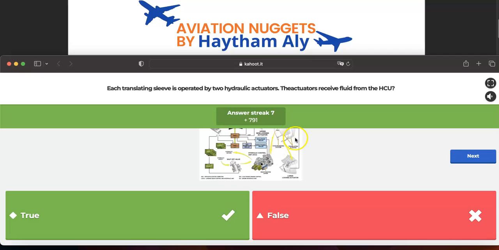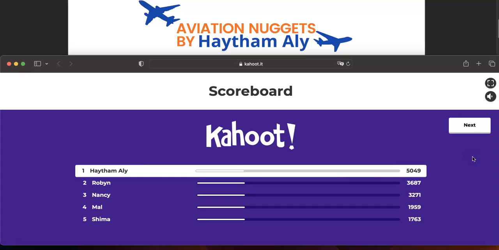What about the lower actuator? They are locking actuators, and the lock sensor and lock mechanism are part of the lower actuator. Okay, everybody, let's proceed to the next question.